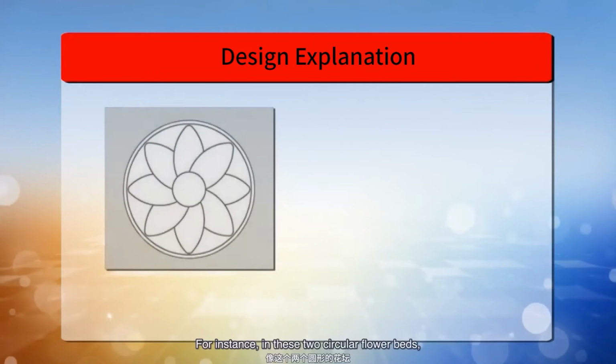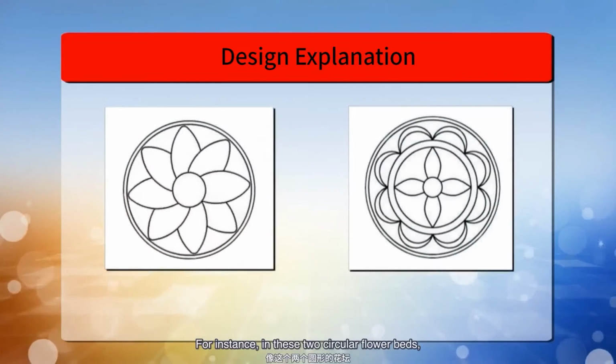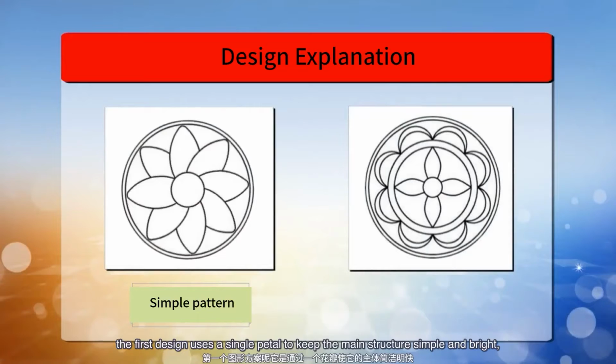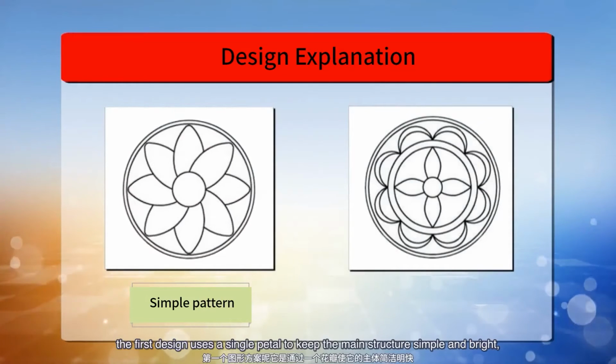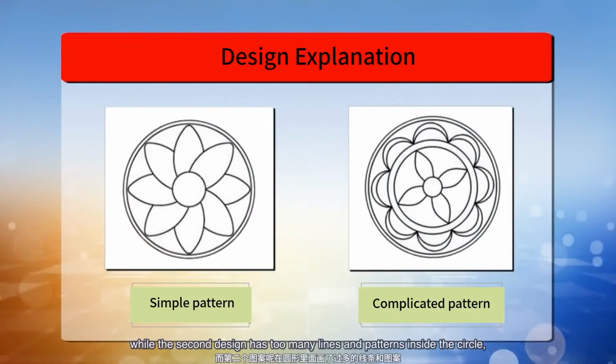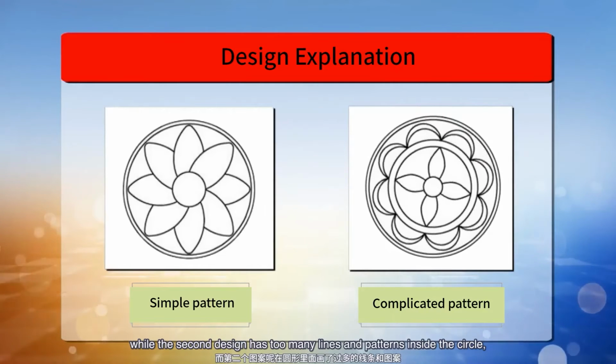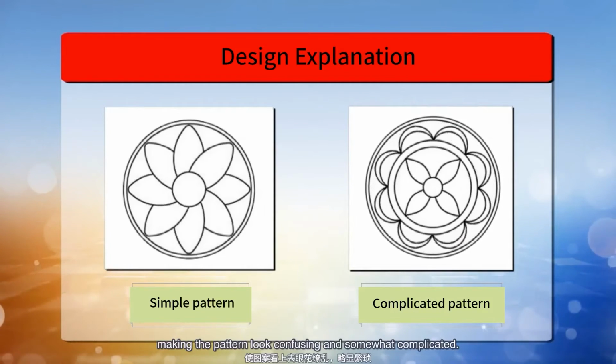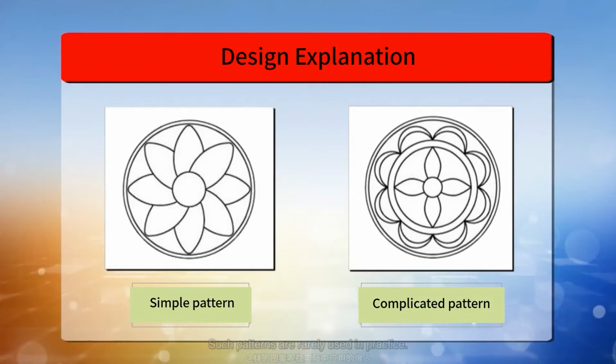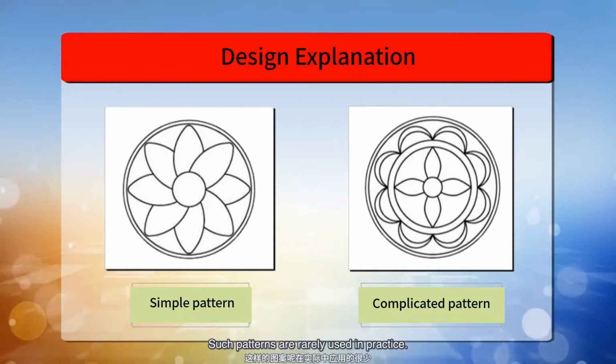When designing flower beds, we should avoid drawing overly complex patterns or dividing the area into too many small color blocks within a simple shape. For instance, in these two circular flower beds, the first design uses a single petal to keep the main structure simple and bright, while the second design has too many lines and patterns inside the circle, making the pattern look confusing and somewhat complicated. Such patterns are rarely used in practice.